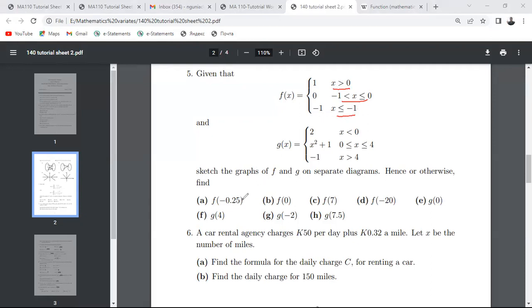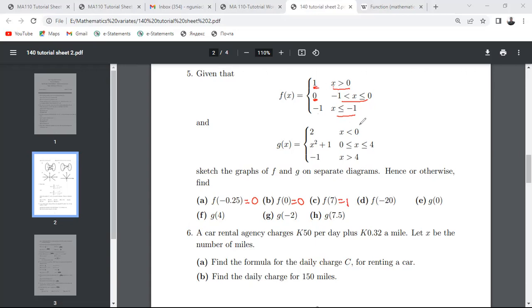So -0.25 is on this range. So the answer for this one is 0. Then for 0, where is 0 equal to? It's on this same one. So for 0, it's also that. Then f of 7, it's the one that we are saying greater than 0. So x is greater than 0, 7 is greater than 0. So it is 1. I'm just doing this first one. I have not touched the second one.